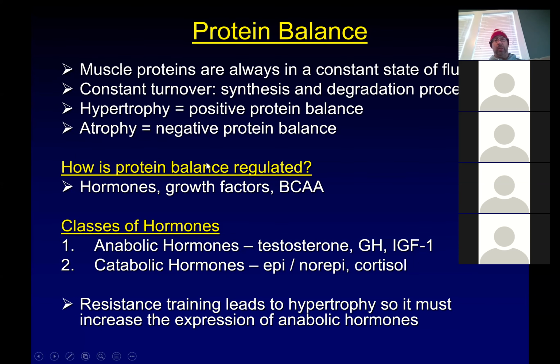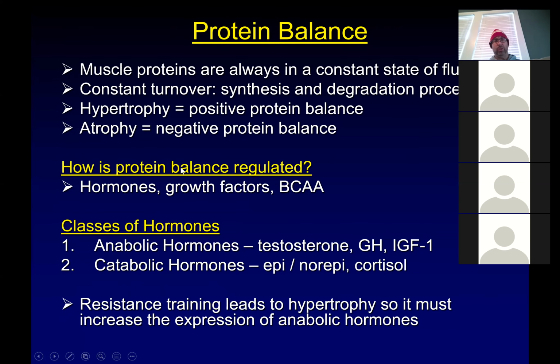So to understand then how muscles get bigger, we need to understand how protein balance is going to be regulated. So we need to figure out what can we do, both from a lifting weight standpoint or from a nutrition standpoint, to tip the scales in favor of synthesis and away from degradation. And so that may mean make synthesis go up more, or it may mean inhibit degradation.